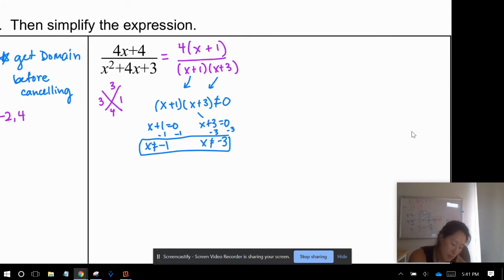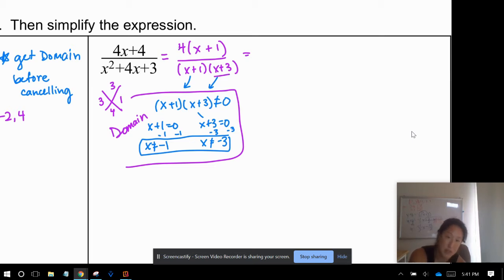We'll go back and simplify. I'll just put domain here and put a little box around it. Okay. So I can see that x plus 1 is multiplying with 4, and x plus 1 in the denominator is multiplying with x plus 3. Since those are both multipliers, I can cancel them. I'm looking for an exact multiplication in the numerator and the denominator. So I get 4 over x plus 3, where x cannot equal negative 1 or negative 3. All right, so this is our whole answer here.